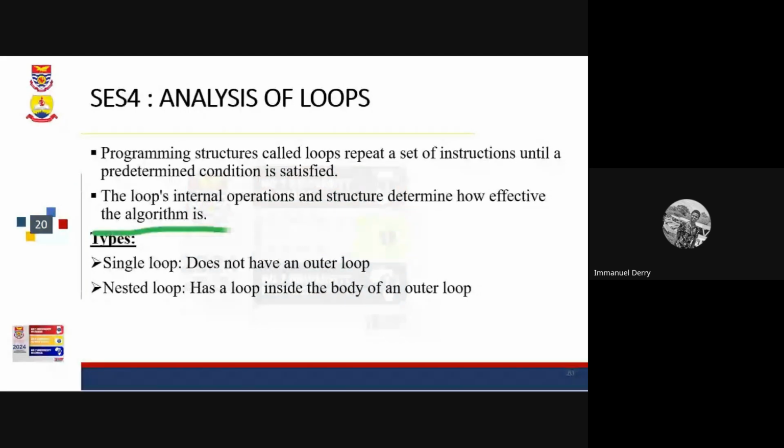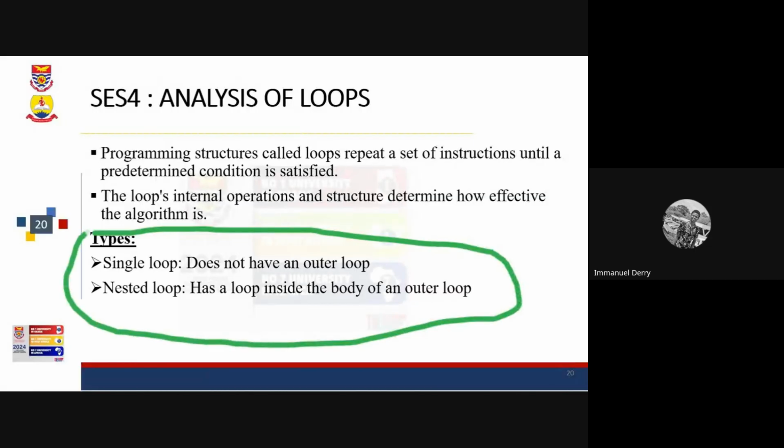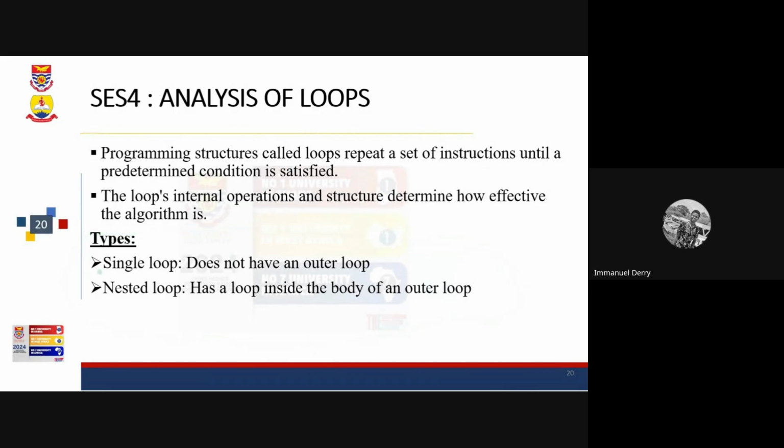And by single loop or nested loop, those are the types of loops that we have. When we talk about a single loop, it does not have an outer loop. It's just one loop that we run within our program. And when we talk about a nested loop, it has a loop inside the body of an outer loop. So a loop within a loop is the outer loop, and a single loop is just a single loop. So if you know this, then it is very easy for us to analyze the various loops that we have in our algorithm.